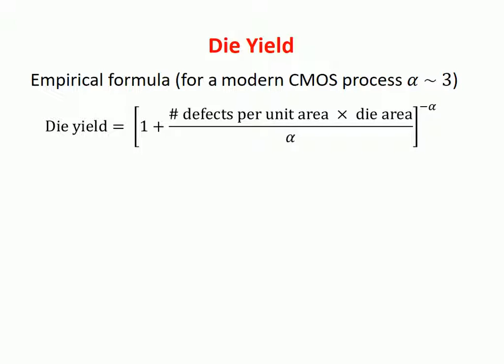And there is an empirical formula that is typically used for estimating the die yield, which is this one. You see, the die yield is 1 plus the number of defects per unit area times the die area. So this numerator is the average number of defects per die, over alpha, and everything to the power of minus alpha. Okay, and this is an empirical formula. It's something that matches the statistical analysis done on non-functioning dies, and for CMOS processes this alpha is typically 3.